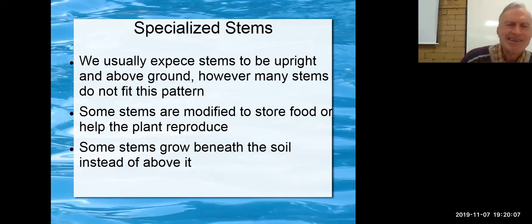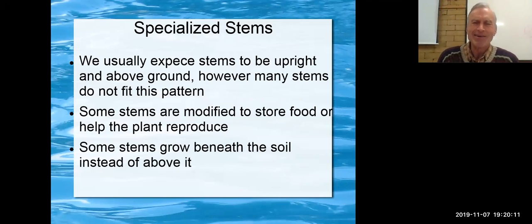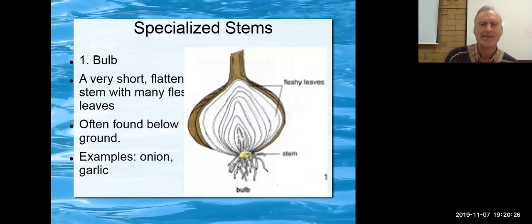Spelling error here. We usually expect stems to be upright and above ground. However, many stems do not fit this pattern. Some stems are modified to store food or to help the plant reproduce. Some stems grow beneath the soil instead of above it. So there are 5 different kinds of specialized stems we'll look at here.